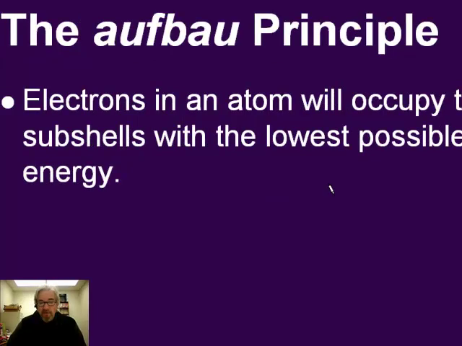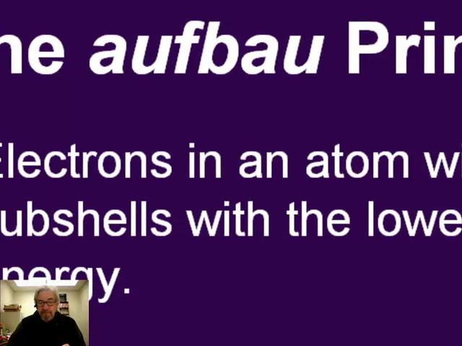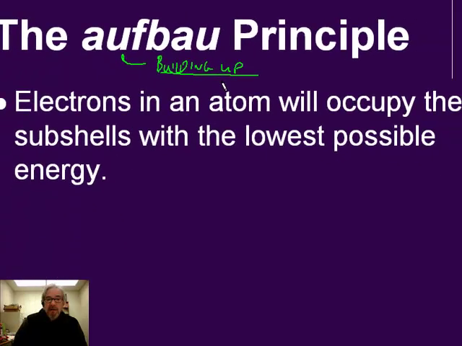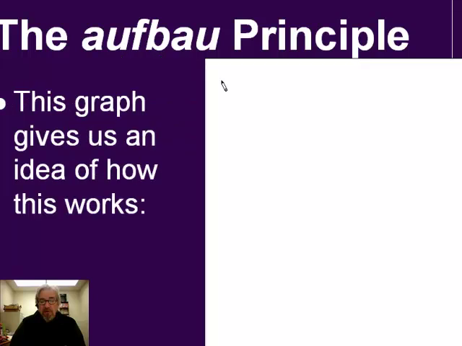So how do you know where the electrons are in a particular atom? Well, to do that, we use something called the Aufbau principle. Aufbau is German for building up. And that's literally what we do. We think about building an atom from the lowest energy level up. So electrons in an atom occupy the subshells that have the smallest energy, and then once those are full, they build up from there.